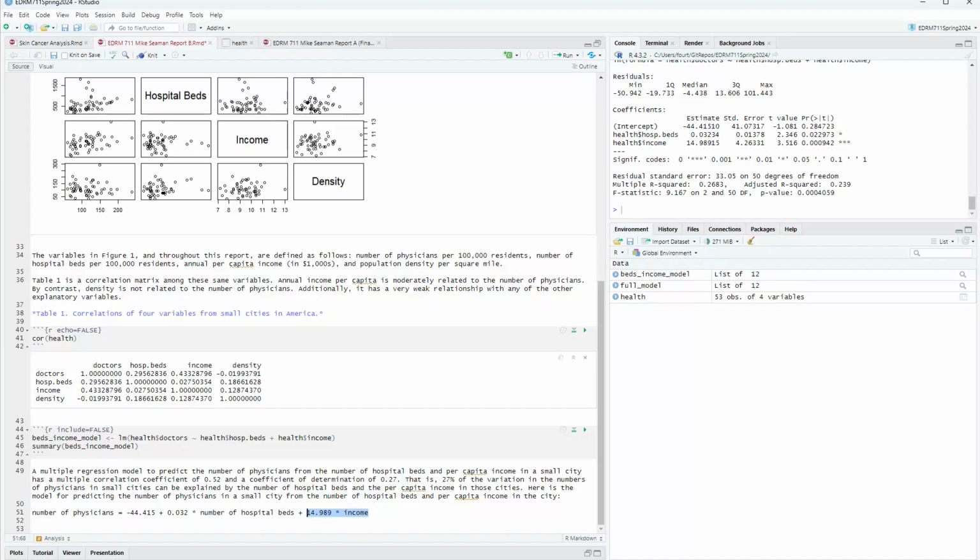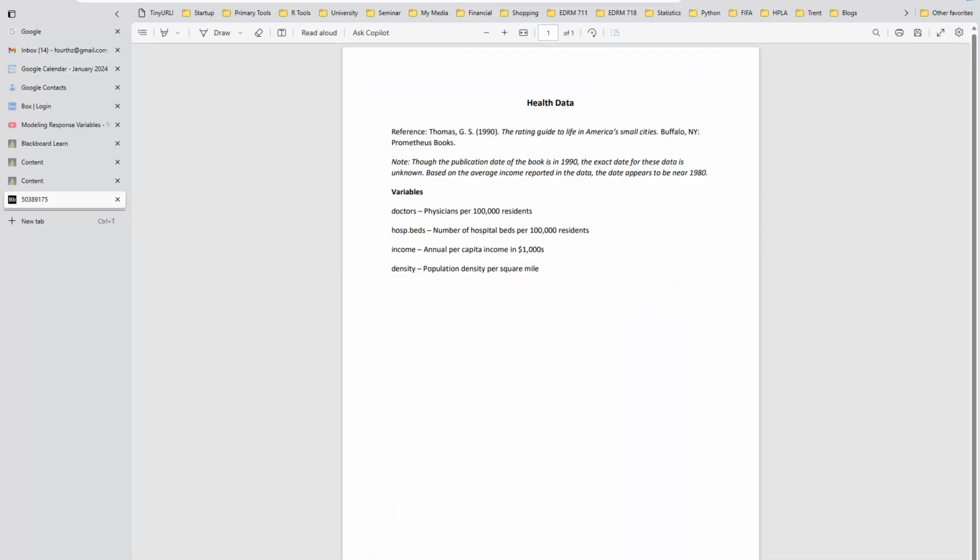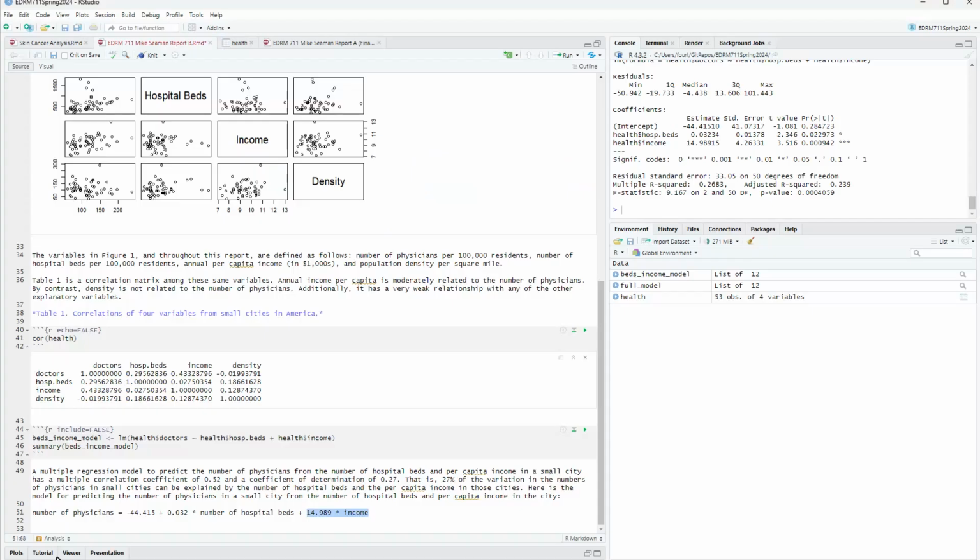Similarly, let me go back here and remind myself what income is. It's annual per capita income in thousands of dollars. So similarly, for every 1 increase in income, which would mean $1,000, for every $1,000 per capita annual increase, we expect to see 15 more physicians. So you notice that as the income level of the town rises, we have even a greater effect on the physicians than when the number of hospital beds rises, although that's hard to really say because they're 2 different units.